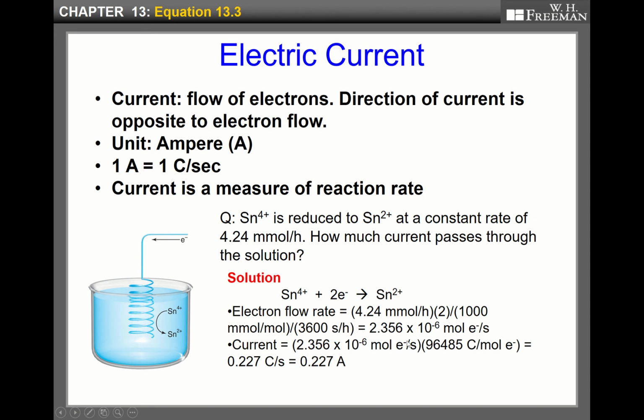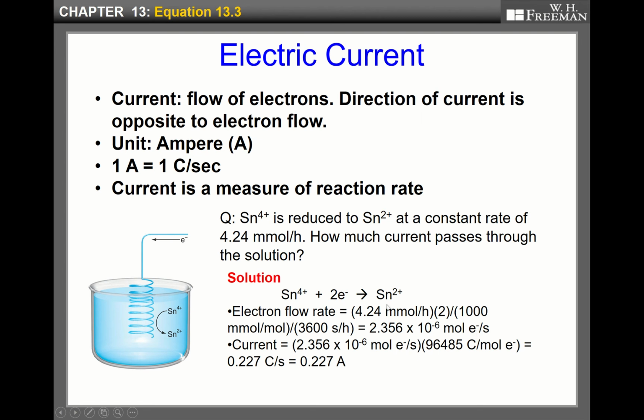Okay, and millimole now converts to what, mole. So first we divide by 1000 to convert this millimole to mole, and also we divide by 3600, because 1 hour corresponds to 3600 seconds. And then the electron flow rate is 2.356 times 10 to the minus 6 mole per second. This mole is electron mole, right?